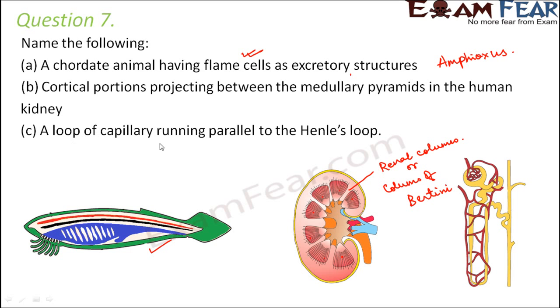The third one is a loop of capillary running parallel to the Henle's loop. So Henle's loop is this U-shaped loop, the yellow colored one. This is Henle's loop. And what is running parallel to Henle's loop? That is nothing but the vasa recta. So vasa recta is the answer.